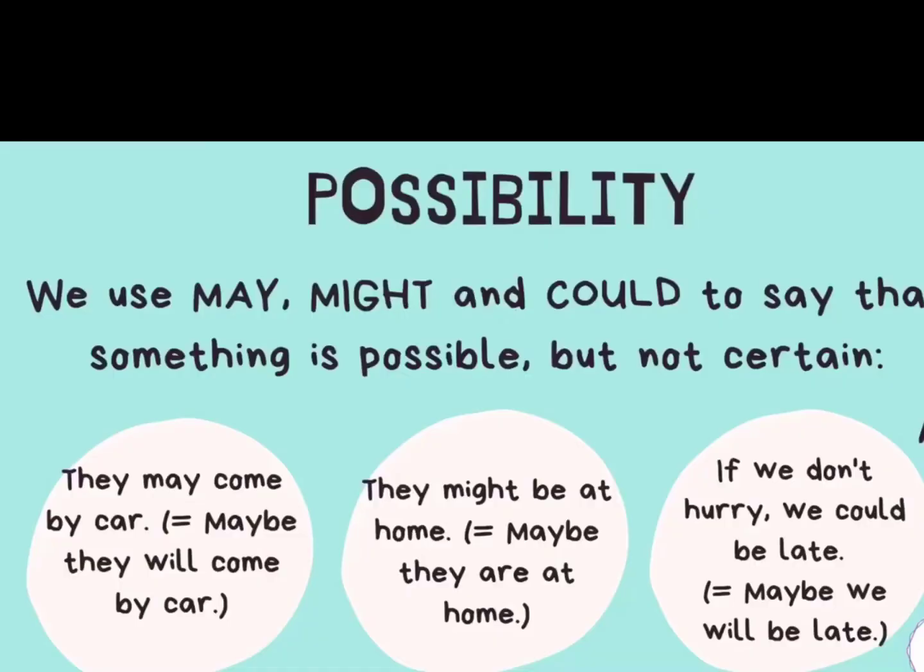We use may and might and could to say that something is possible, but not certain. They may come by car, meaning maybe they will come by car. They might be home, meaning maybe they are home. If we don't, we could be late, meaning maybe we will be late.